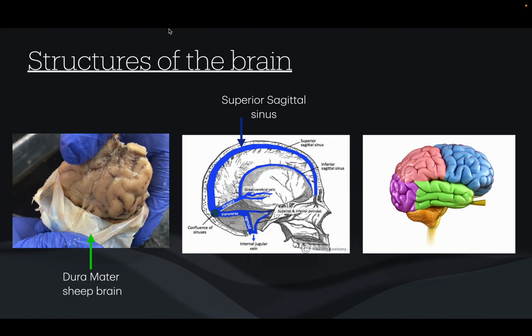lobes. The one in blue is our frontal lobe. The one in pink is the parietal lobe, and the one in purple is the occipital lobe. In green, we have the temporal lobe. That structure below it in orange is the cerebellum, and that structure below that one in yellow is our brainstem.